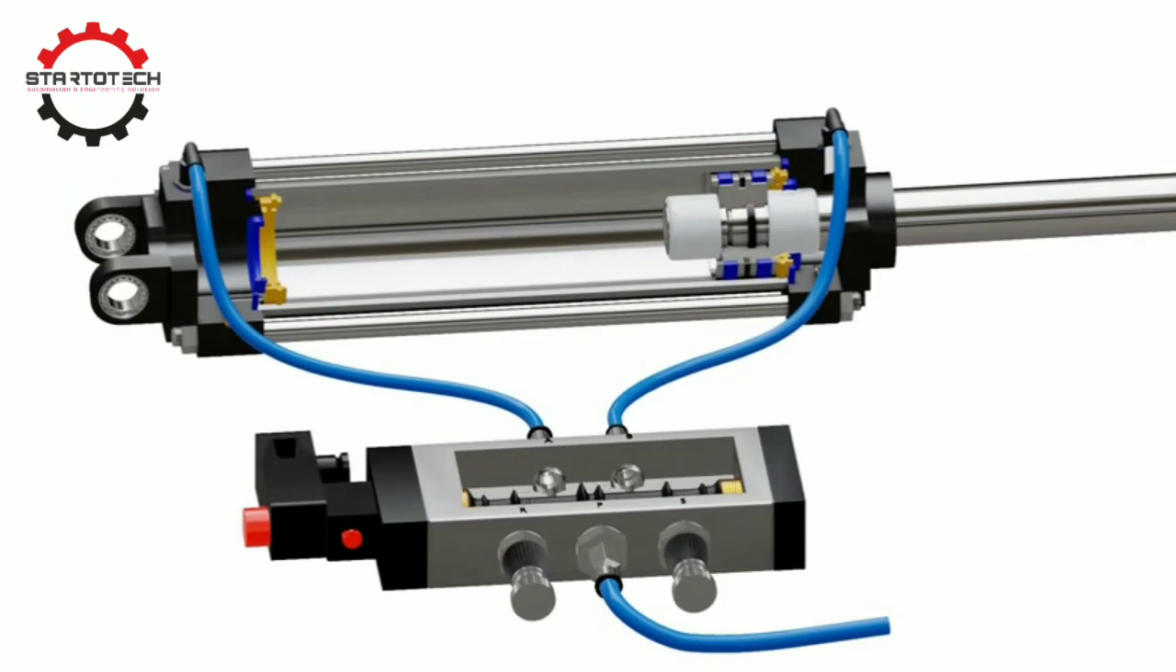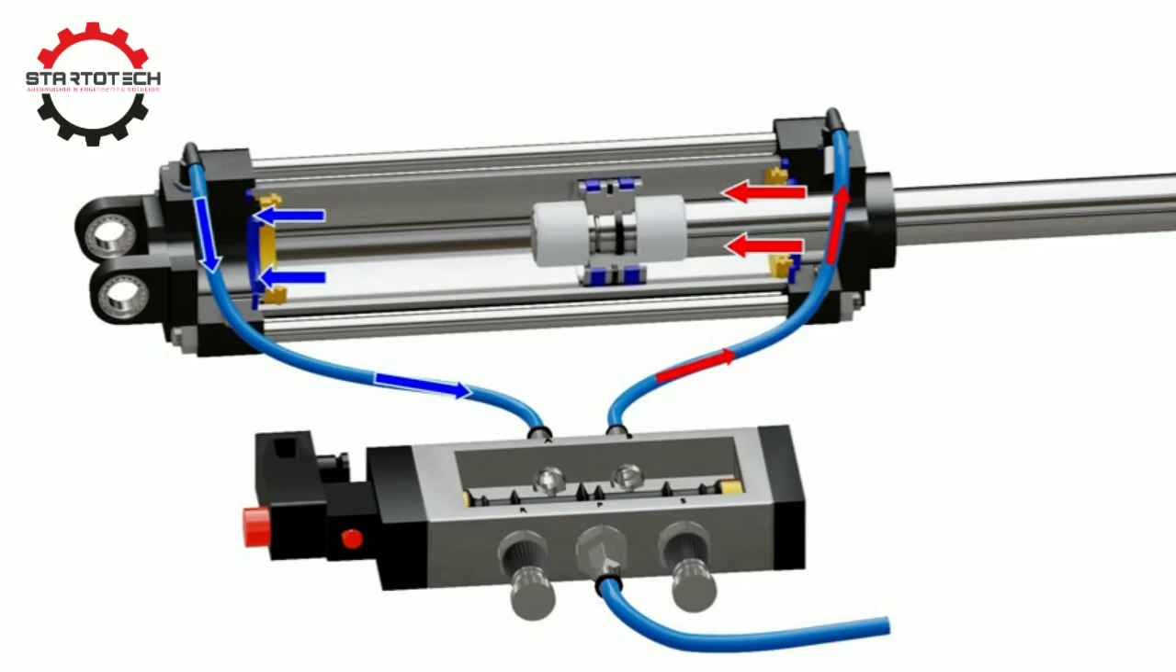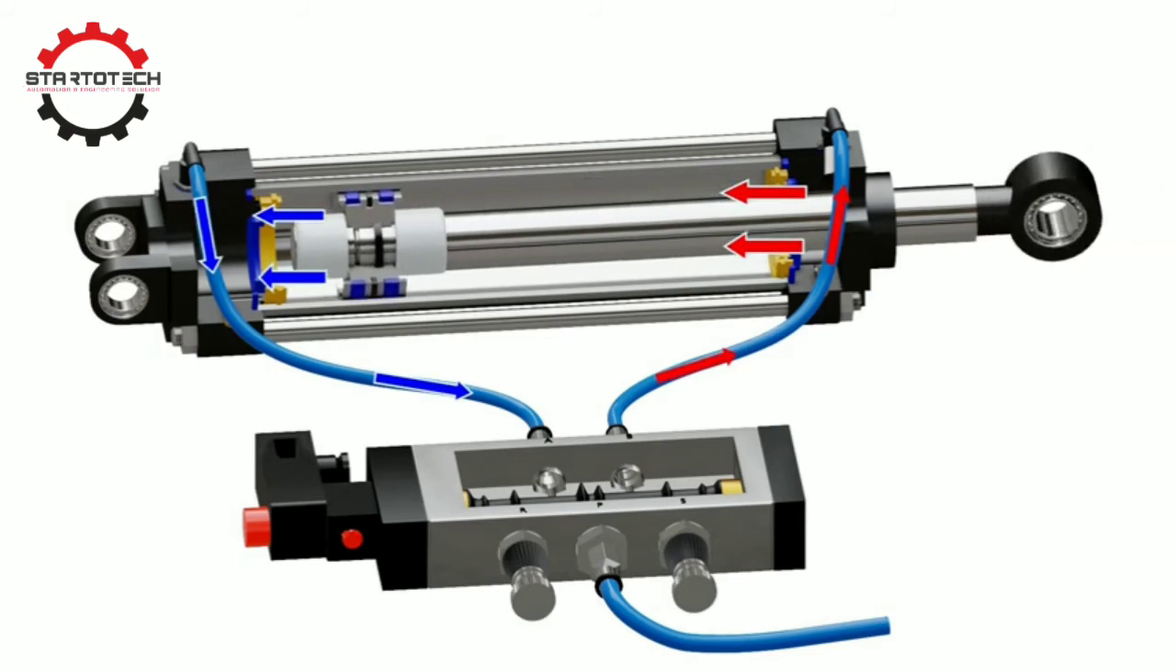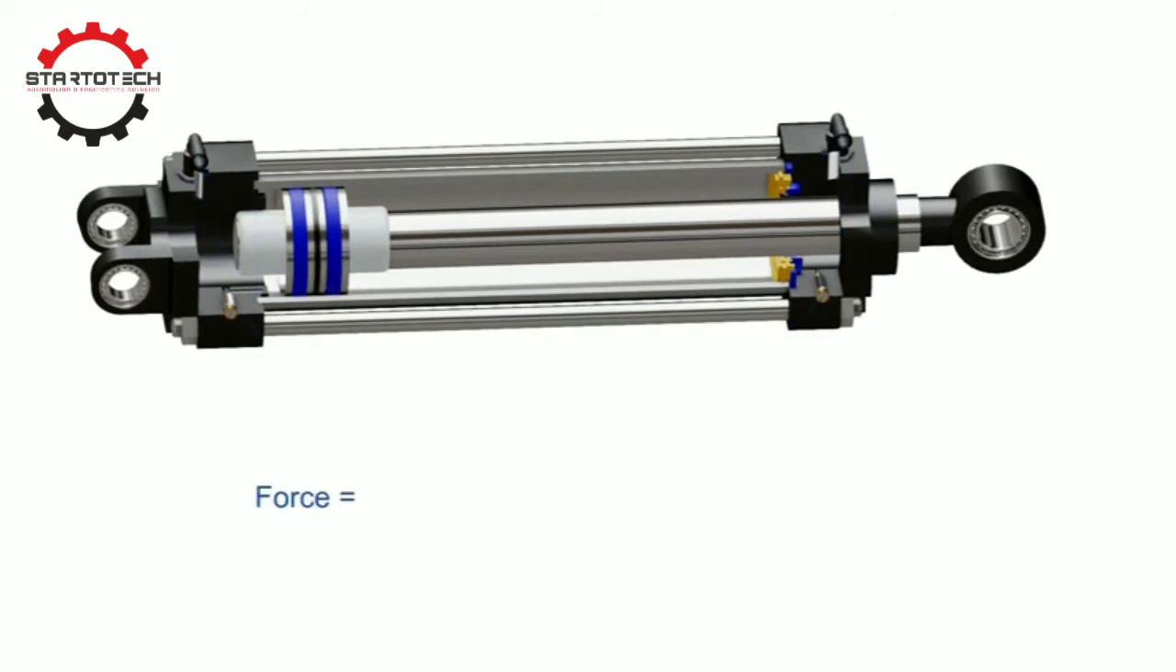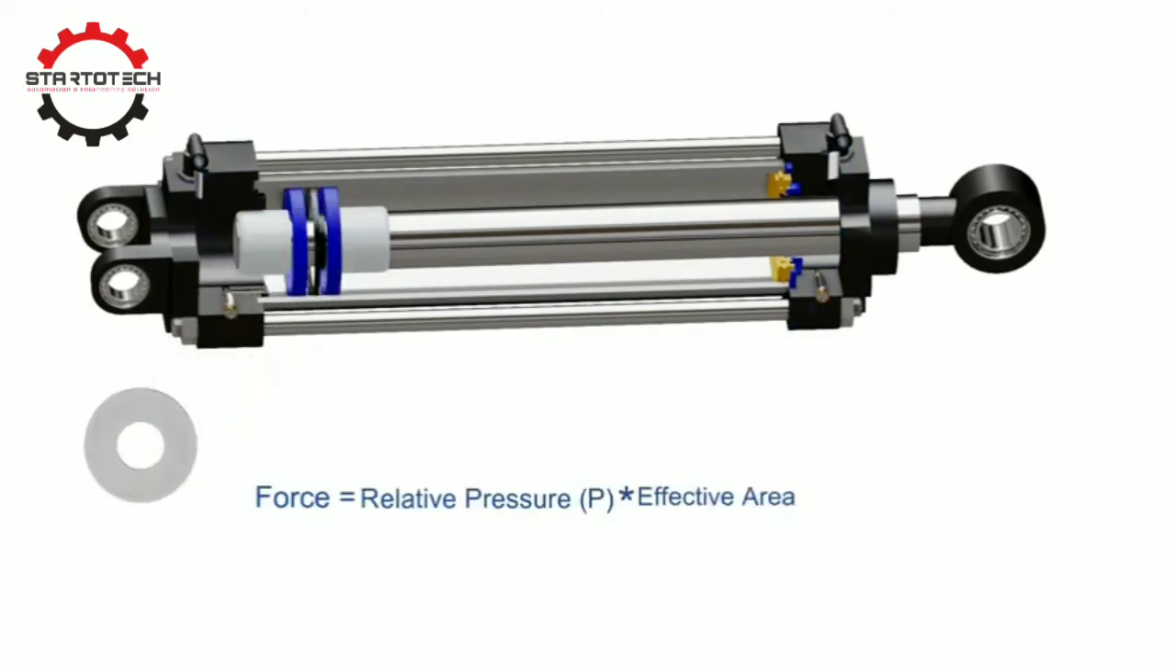During the retraction stroke, the valve directs compressed air to the head end of the cylinder. This causes the piston to return and air in the other chamber escapes from the exhaust port R. The theoretical force of the actuator is the relative pressure on the piston multiplied by the effective area of the piston on which pressure is exerted. Here the relative pressure is the pressure of supplied air minus the atmospheric pressure.